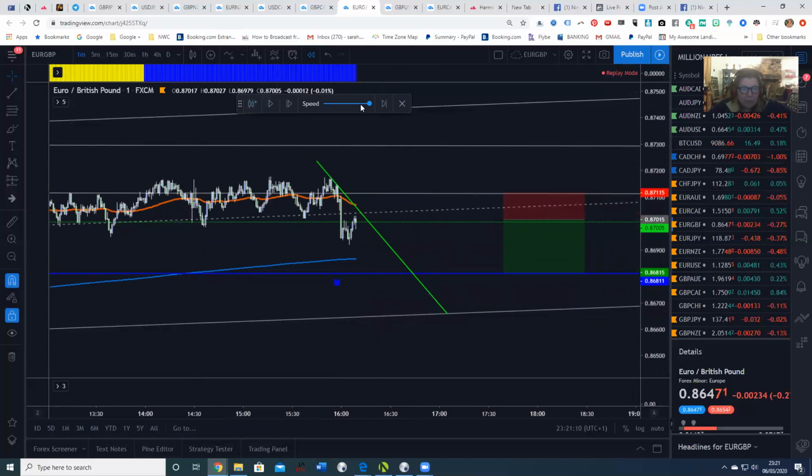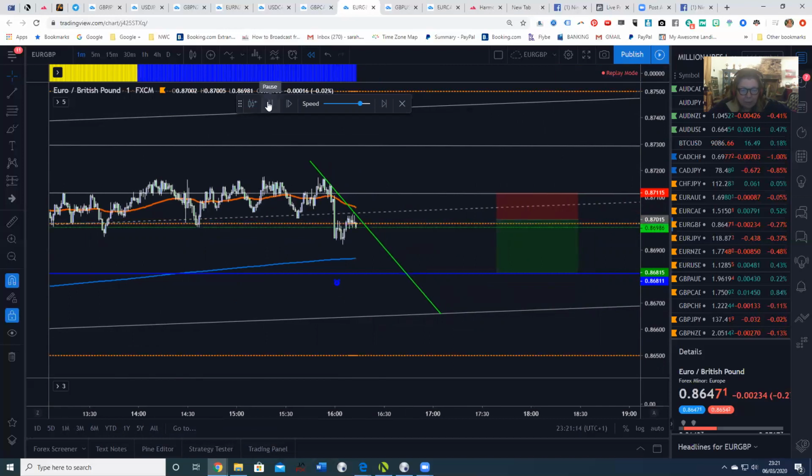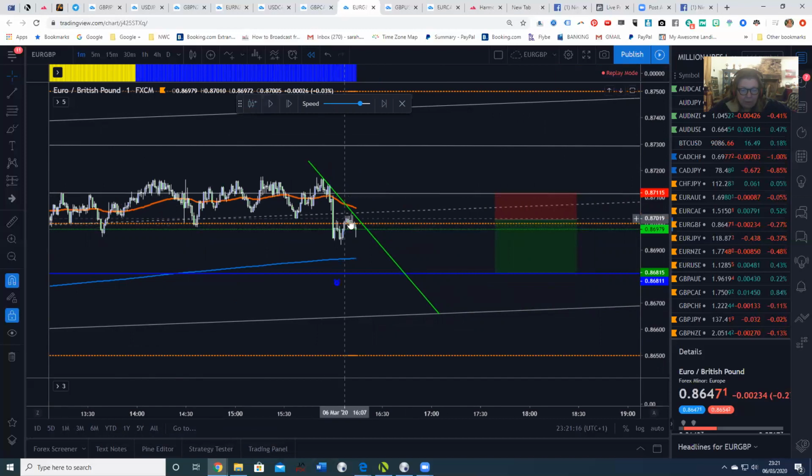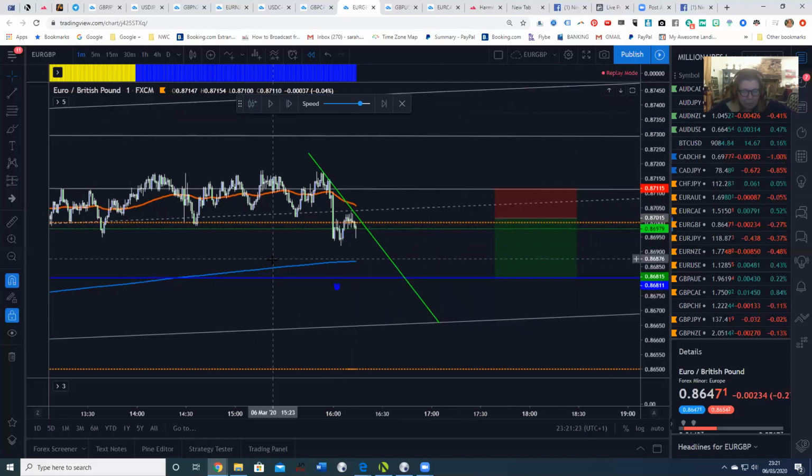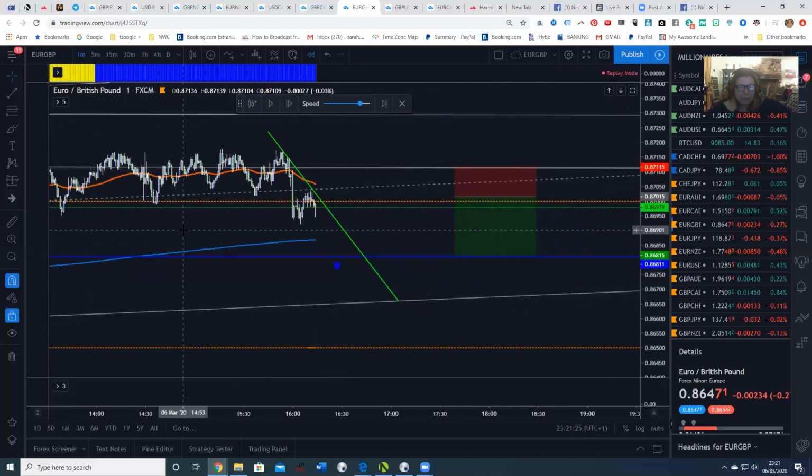Just slow the speed a bit. So I'm now in the trade and it's coming down below quarter theory. It's still above the 15-minute. And this is why I was pleased and okay with losing out on 10 pips.